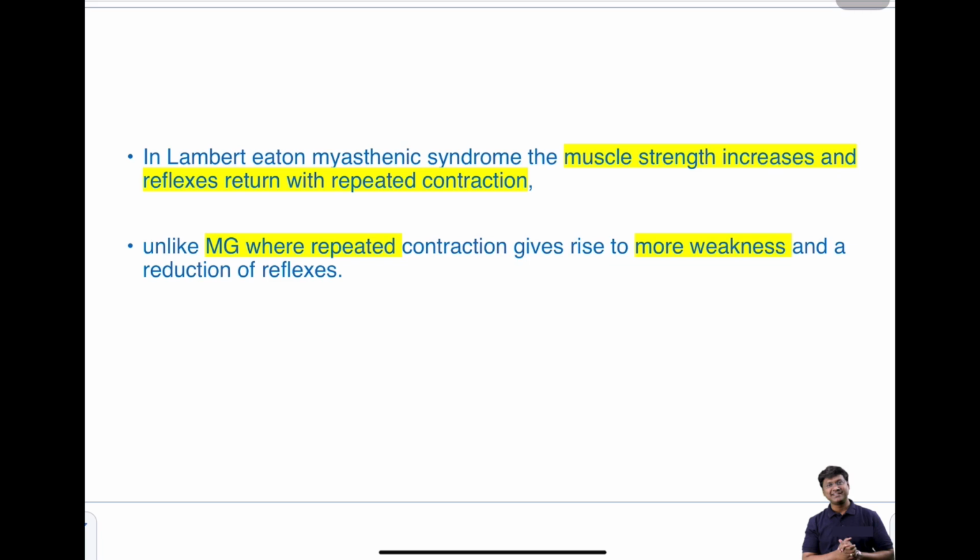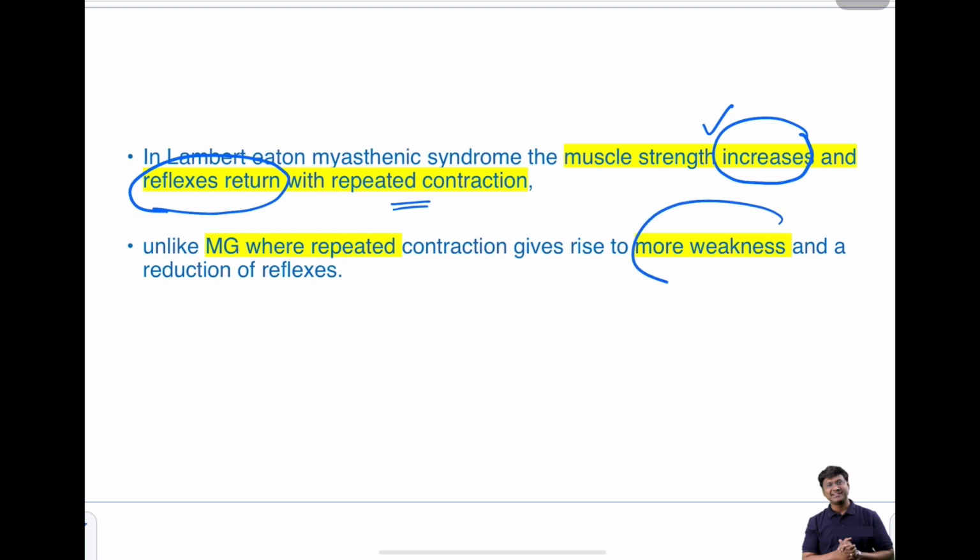In Lambert-Eaton myasthenic syndrome, muscle strength increases, and reflexes return back to normal with repeated contraction. Whereas in myasthenia, it is exactly the opposite. On repeated contraction, that will give rise to more weakness, and there will be reduction of the reflexes, reduction of the deep tendon reflexes. That is what you will have in case of Lambert-Eaton myasthenic syndrome.